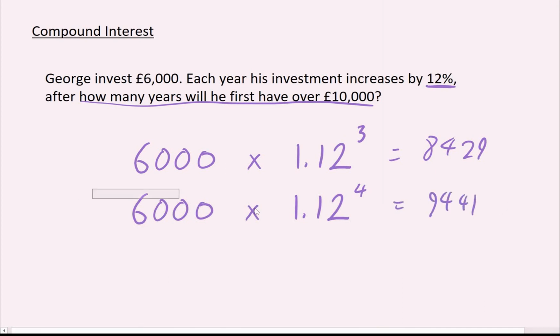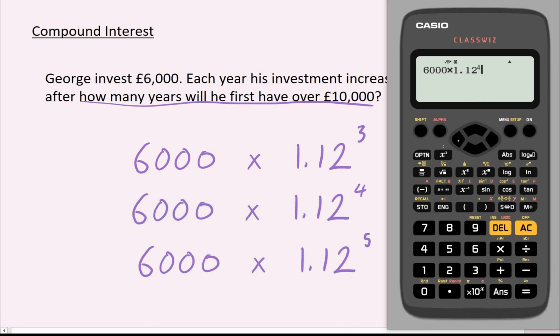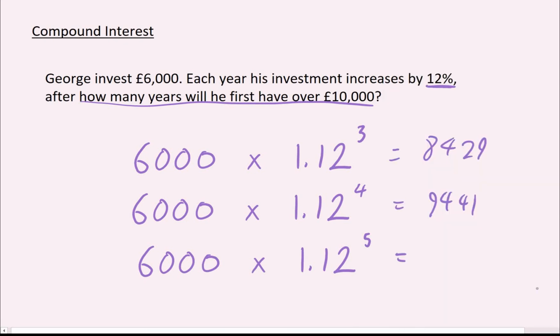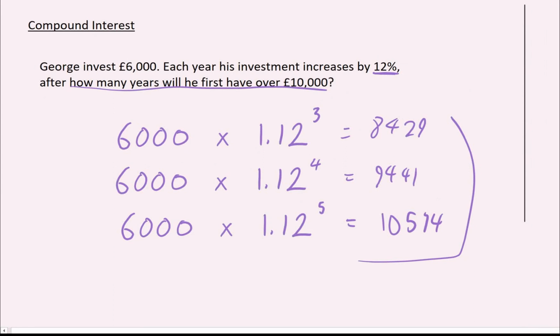Keep going. We do the exact same thing. So let's copy this across, but now to the power of 5. And we type that in. And there we go. We have over £10,000. So that was 10,574. And for an exam question, this is absolutely fine if you're working out. You then have to give an answer after how many years. It was 5 years when I first had over £10,000.